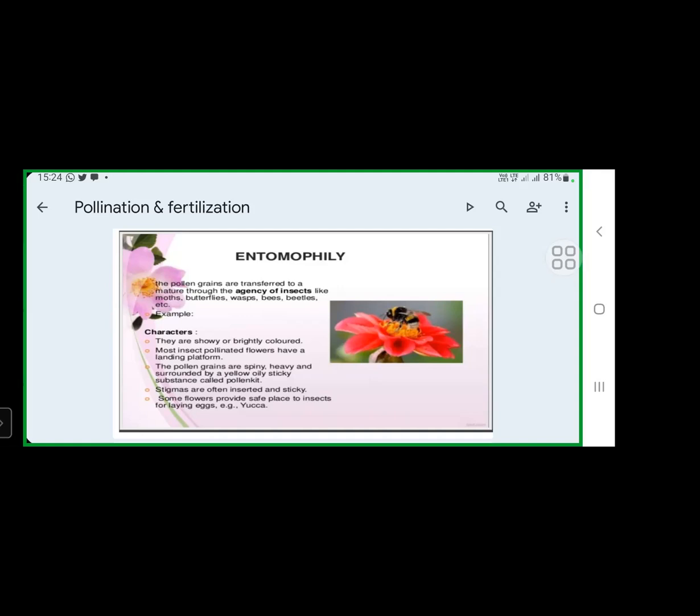The stigmas are often inserted and sticky. Some flowers provide a safe place for insects for laying eggs, for example Yucca gloriosa. These provide a safe place for insects to lay eggs also.